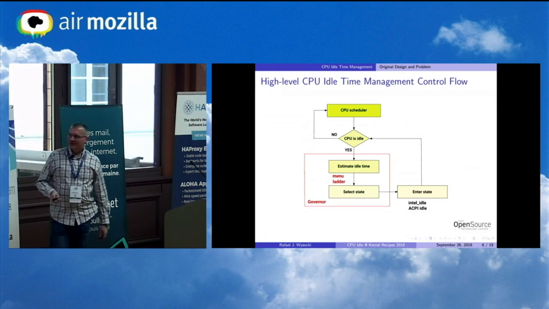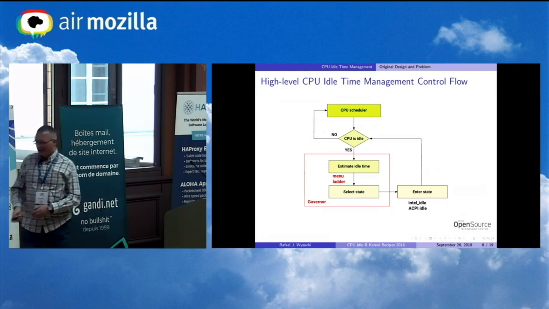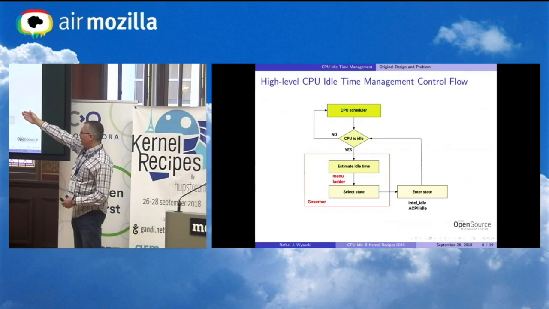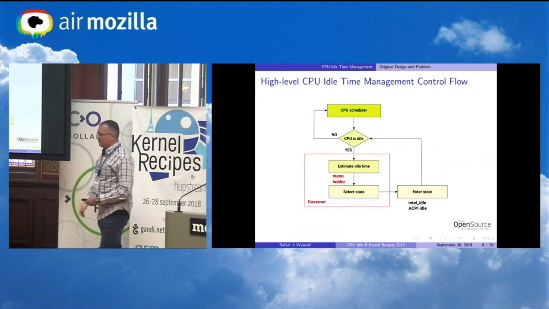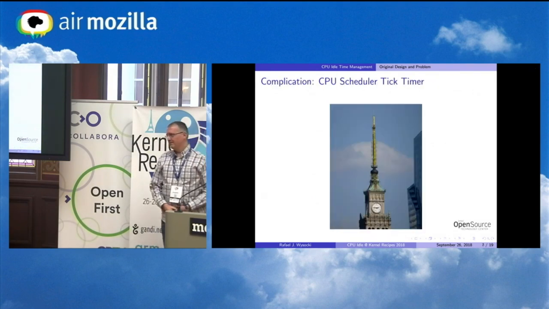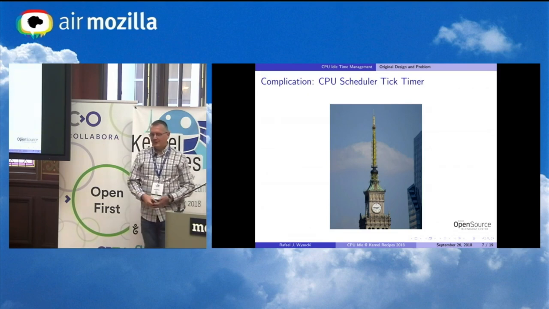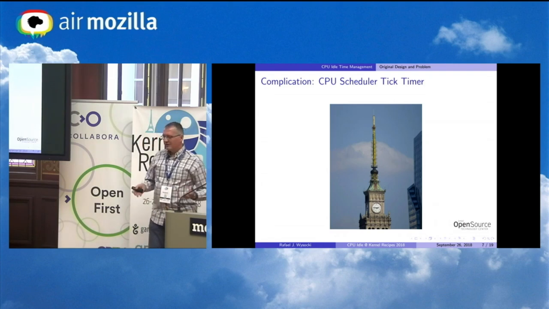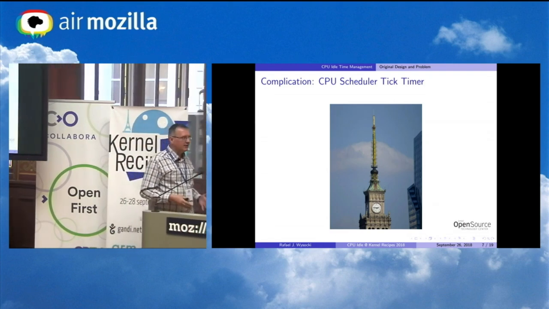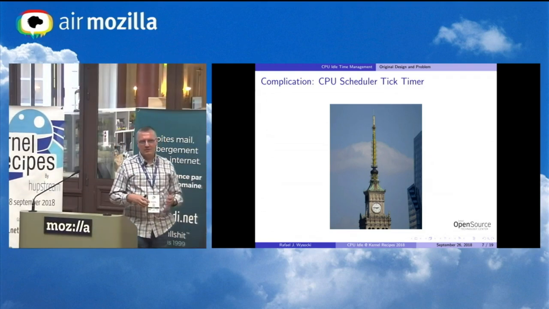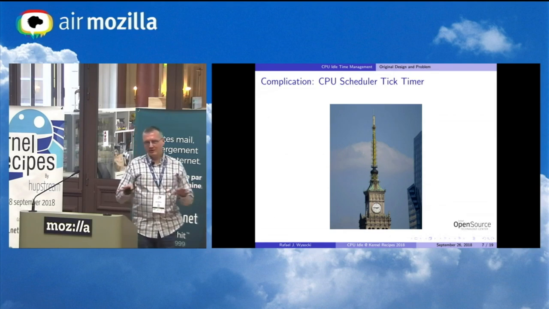But there's one complication in it. So this is very straightforward enough, right? CPU is idle, choose a state, enter it, wake up, check if the CPU is still idle, and repeat. But there is a scheduler tick timer. The scheduler tick timer is a periodic timer run by the CPU scheduler in order to implement the time sharing strategy. Obviously, if you are going to run multiple tasks on the same CPU in the same time frame, the only way to do it is to distribute the CPU time between them.